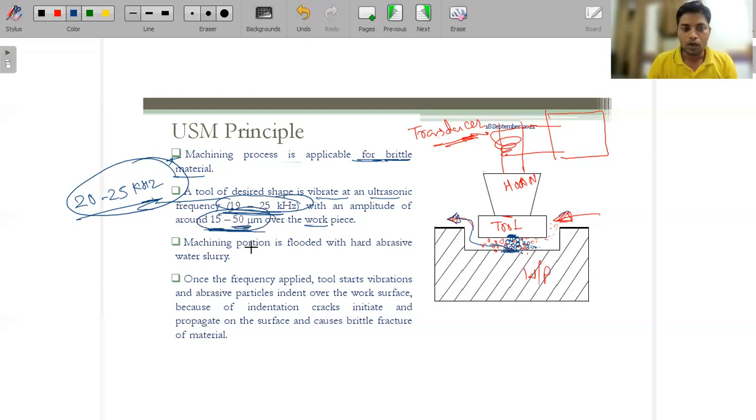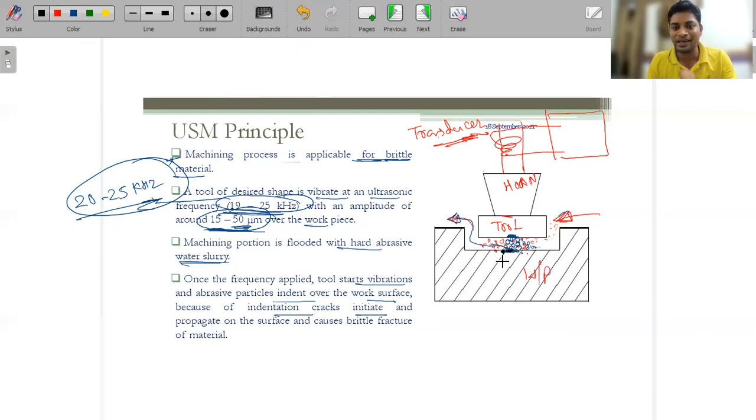The machining portion is flooded with the hard abrasive water slurry, which I already told you. Once the frequency is applied, the tool starts vibrating, and abrasive particles indent over the workpiece surface. Because of the indentation, cracks initiate. As I said, this is applicable only for brittle material. When these abrasive particles scratch it, because the material is brittle and the hardness is very high, that will initiate the cracks.